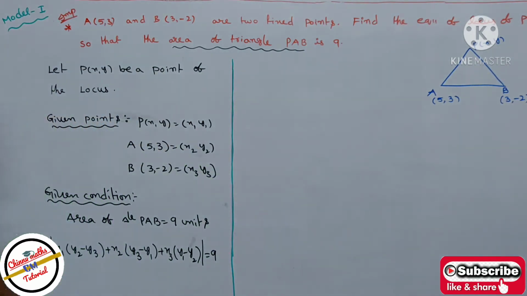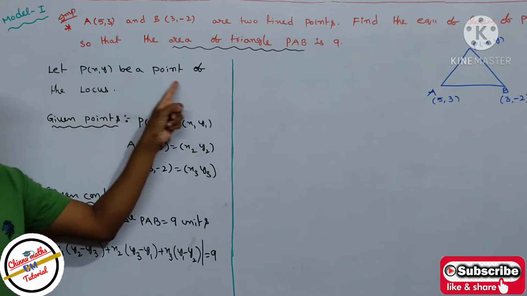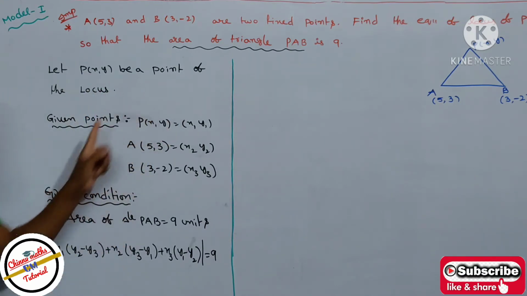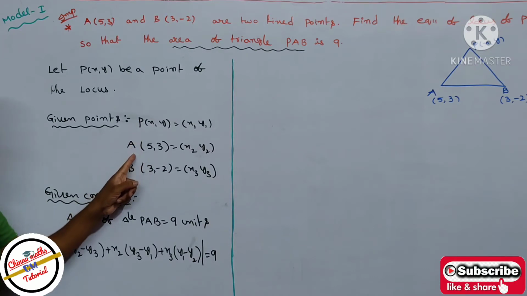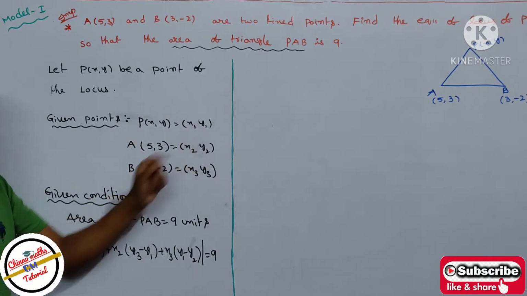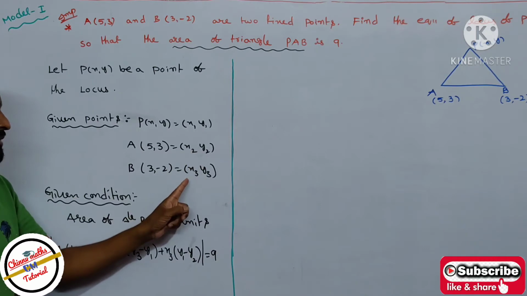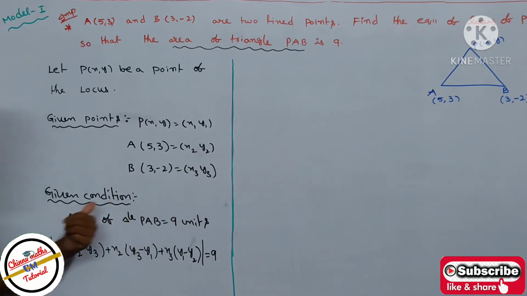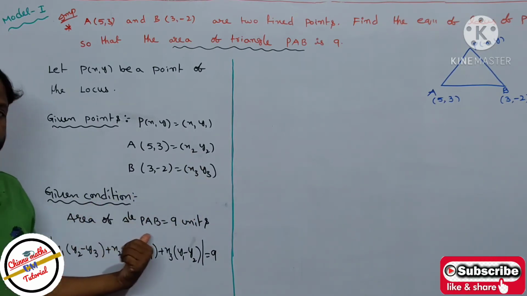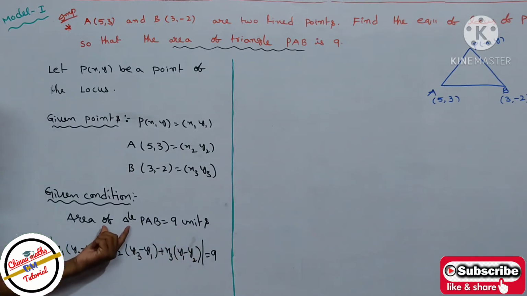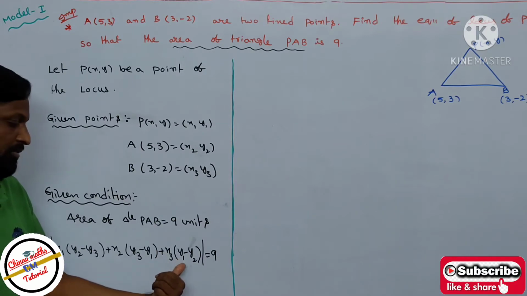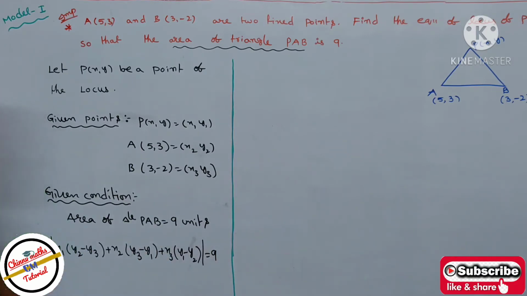So let's write the common steps. Let P (x, y) be a point on the locus. Given points are P, A and B, taken as first one x1 y1, the second one A is x2 y2, B is x3 y3. What is the given condition? The area of the triangle PAB equal to 9 units. Then what is the formula for the area of the triangle? 1 by 2 into x1 (y2 minus y3) plus x2 (y3 minus y1) plus x3 (y1 minus y2) equal to 9 units. After that, substitute the values.